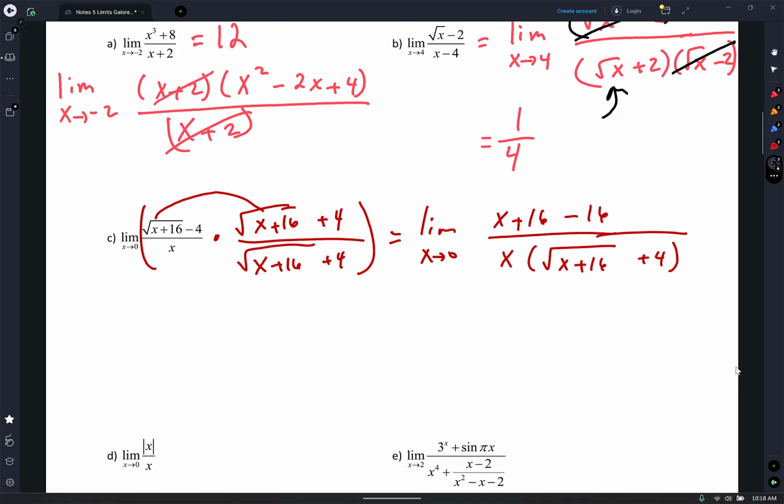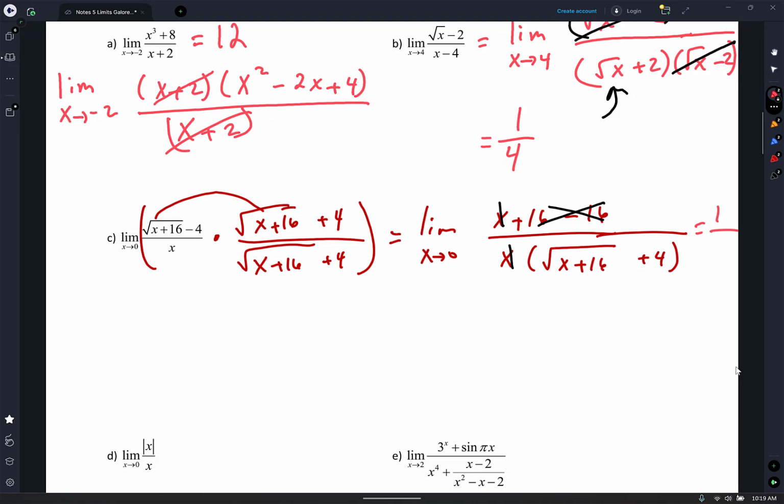What happens to those 16s in the numerator? They zero out. Good job. Now that you've zeroed out the numerator, you can cancel out a factor, which is what? That x. And now can I do direct substitution? Yes.